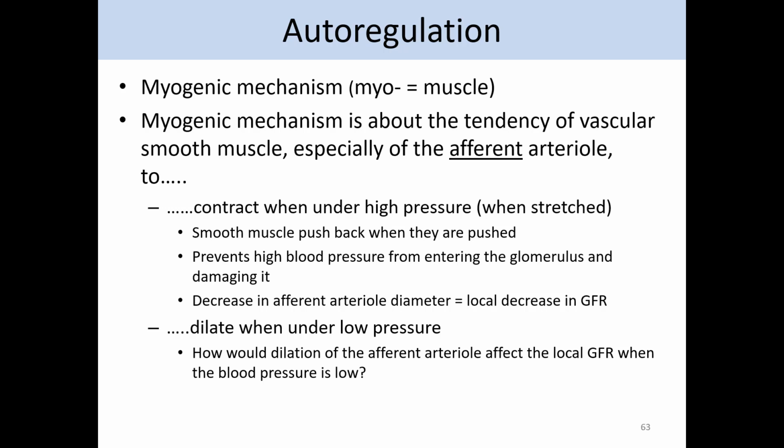How do you think dilation of the afferent arteriole is going to affect that local glomerular filtration rate? Is it going to increase it or decrease it? If you said increase, that's correct. Because if the pressure is really low coming into the glomerulus, it might be too low to perform the process of filtration. So by dilating that afferent arteriole, we can increase the pressure in that glomerulus just a little bit, ensuring the process of filtration continues despite that low blood pressure.